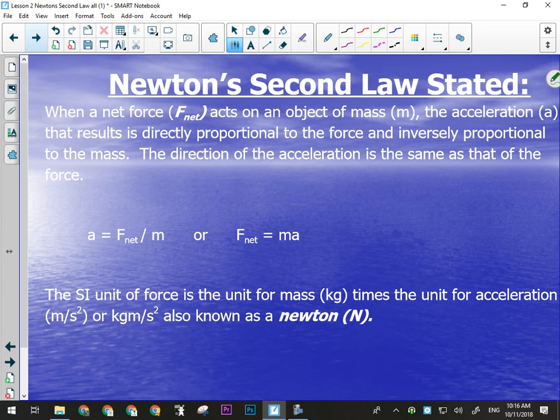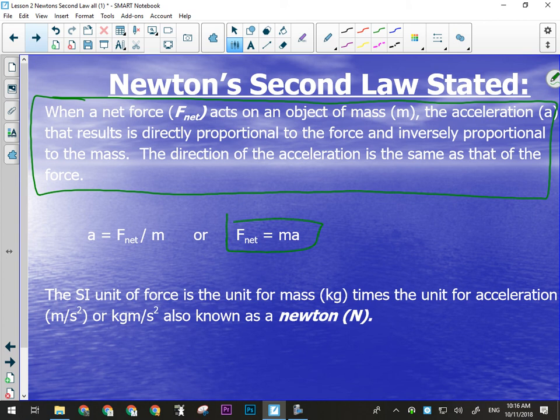So when a net force acts on an object of a certain mass, the acceleration that results, like we said, is directly proportional to the force and inversely proportional to the mass. The direction of the acceleration is the same as that of the net force. That is Newton's second law in words. So if you're looking at what is Newton's second law in words, that's it. Mathematically speaking, Newton's second law looks like this.